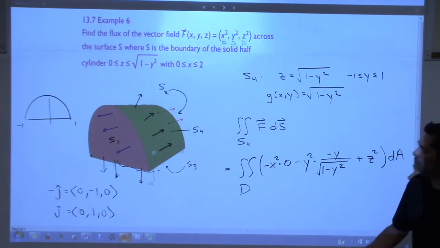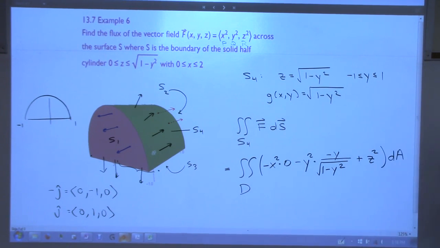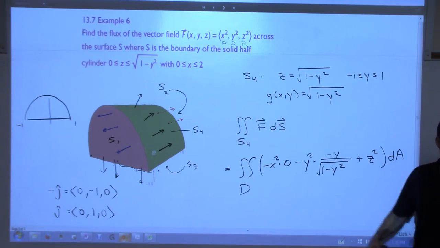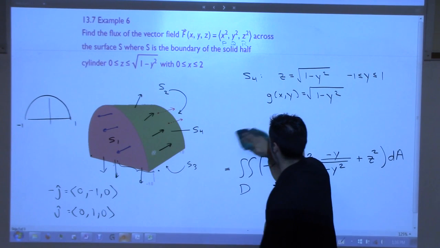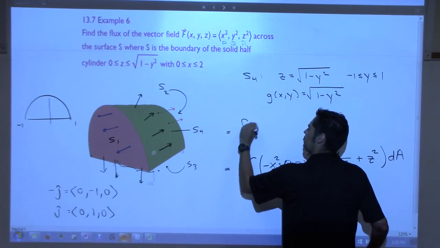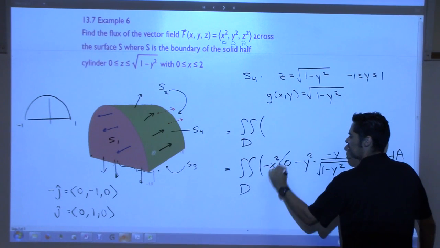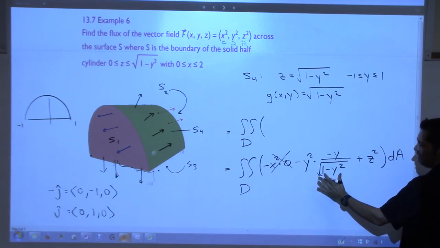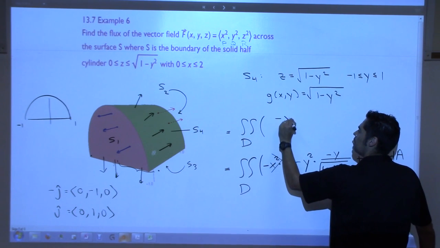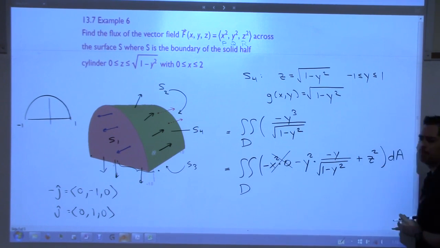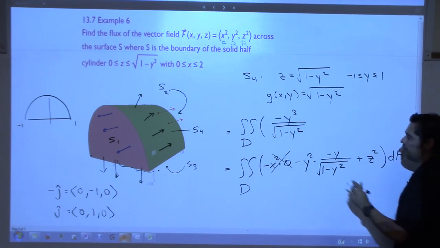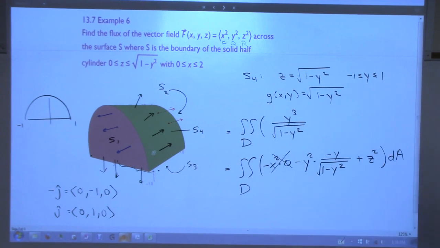And I'll clean that up. Pardon me? When you took the derivative of the root, it was 1/2, so I already took care of that. Okay, I'm going to just write this down again. This is going to be the double integral over D. This is gone. This becomes, like, negative y cubed over the square root of 1 minus y squared? Yeah, negative times negative is plus. I'm checking out, man.